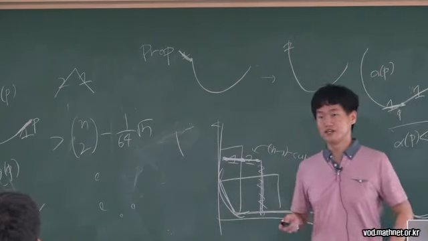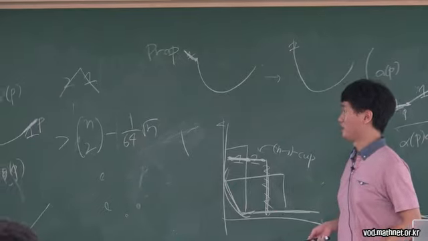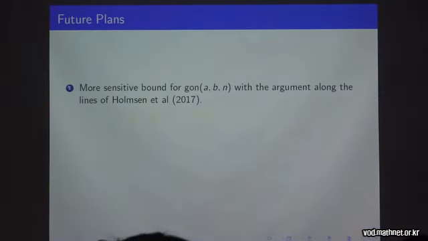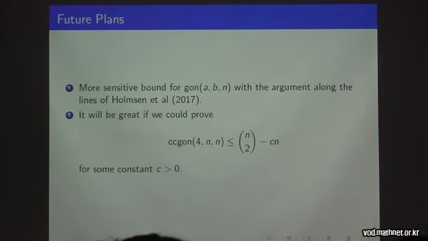So the future plan is this. First, I want a proof of the original conjecture I posed for CC-gon of A and N. I hope a proof will work by using a variant of Erdős-Szekeres proof. And I also think that it would be great if it could prove an improved bound by a linear term. Even this I think will show the overall structure of CC-gon of 4 and N.